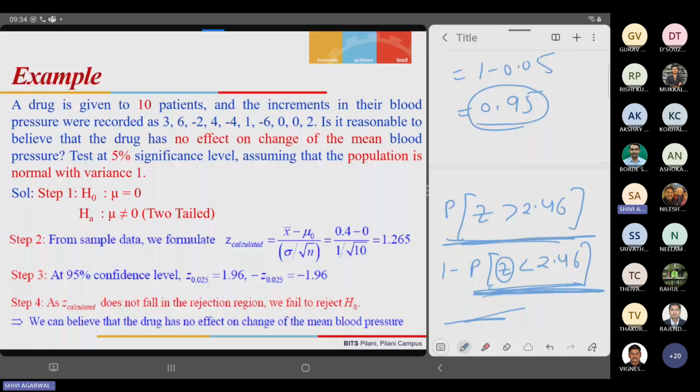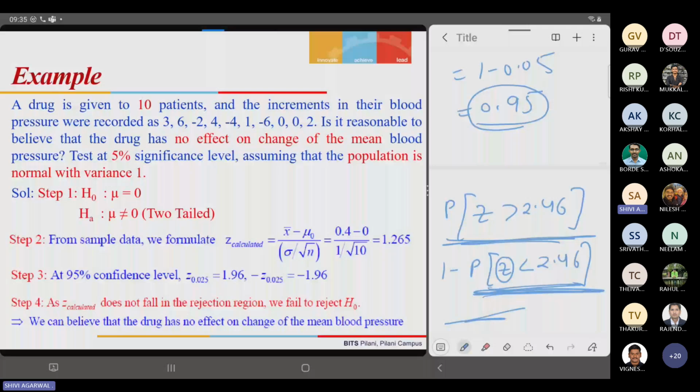Okay, fine. So your question is, what is the Z 0.025? Z alpha by 2, Mr. Mahindra. It is a two-tail problem. You got it?